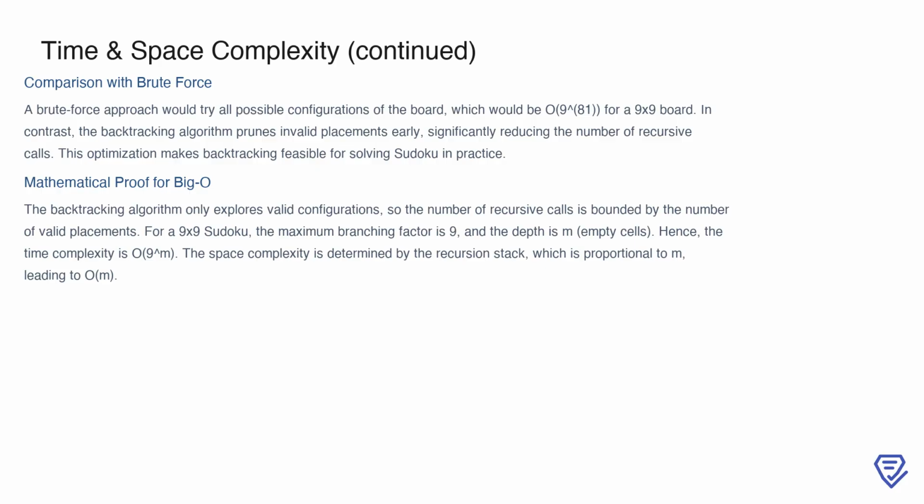To mathematically justify the big O notation, we note that backtracking explores only valid configurations. For a 9x9 Sudoku, the maximum branching factor is 9 since each cell can take one of 9 values, and the depth of recursion is limited to m, the number of empty cells. This leads to the time complexity of 9 to the power of m. The space complexity is dictated by the recursion stack, which grows in proportion to m, resulting in m.